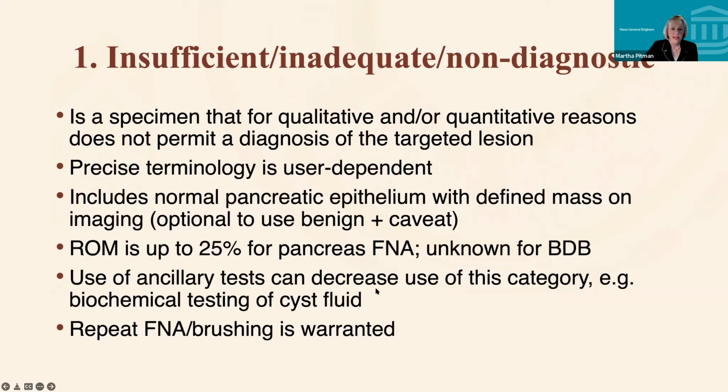And the use of ancillary tests can decrease the use of this category. For example, biochemical testing of cyst fluid can decrease the non-diagnostic. If you don't have any epithelial cells, but you have cyst fluid with a CEA of 500, we know we're dealing with a mucinous cyst, and we can put it in at least the pan-low category with the caveat that there are no epithelial cells for grading. And the repeat FNA and brushing is warranted for this category.